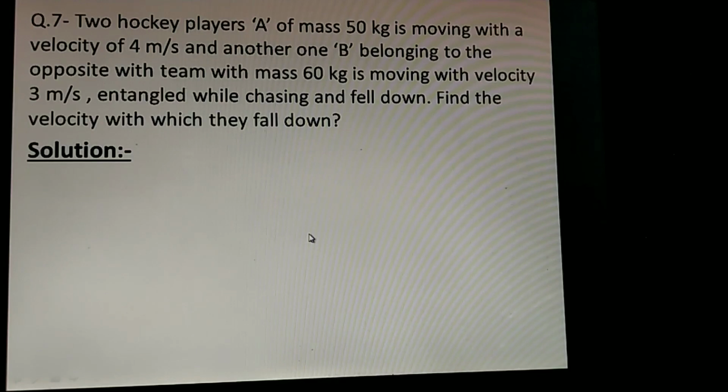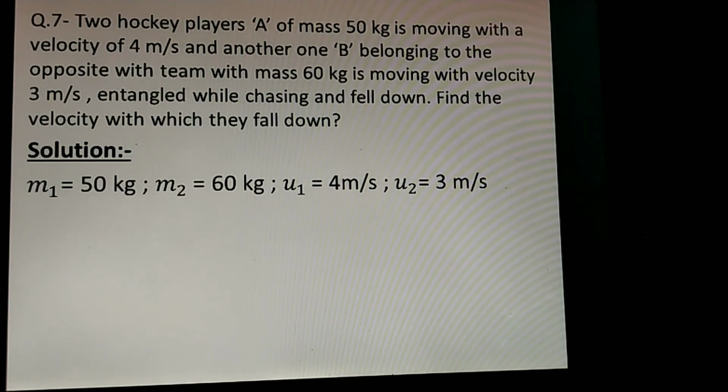Now the next question, two hockey players. A of mass 50 kg is moving with a velocity of 4 meter per second, and the other one, B, belonging to the opposite team with mass 60 kg, is moving with a velocity of 3 meter per second. They get entangled while chasing and fell down. So find out the velocity with which they fall down.